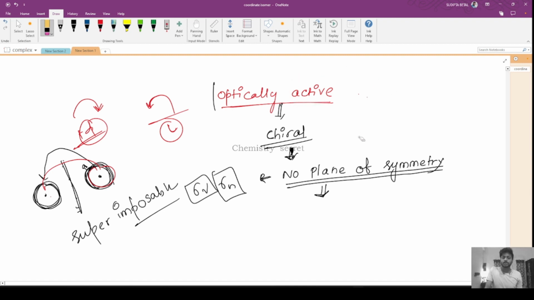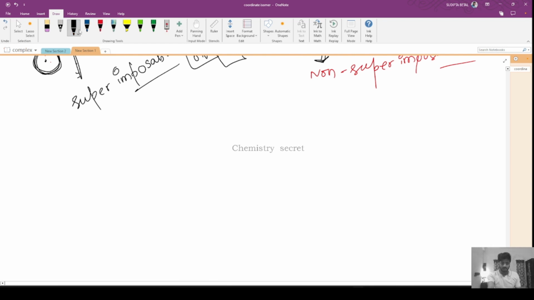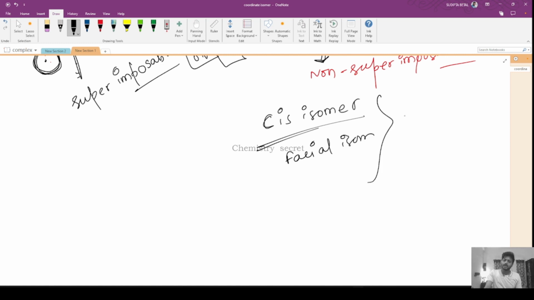So to be optically active, the compound should definitely have a non-superimposable mirror image. Okay, so in case of a cis compound, there are always non-superimposable mirror images. But in case of a trans compound, there may be a chance to get a superimposable mirror image. So what you learn: the cis isomer and the facial isomer are always optically active.